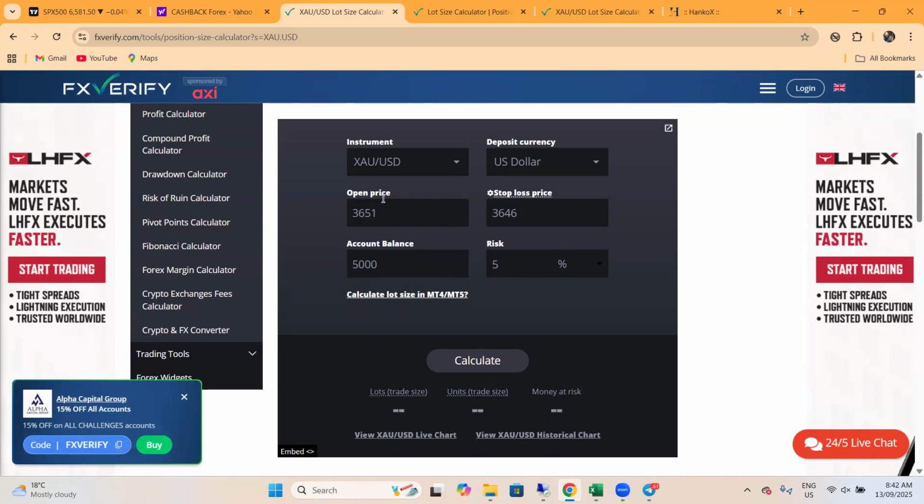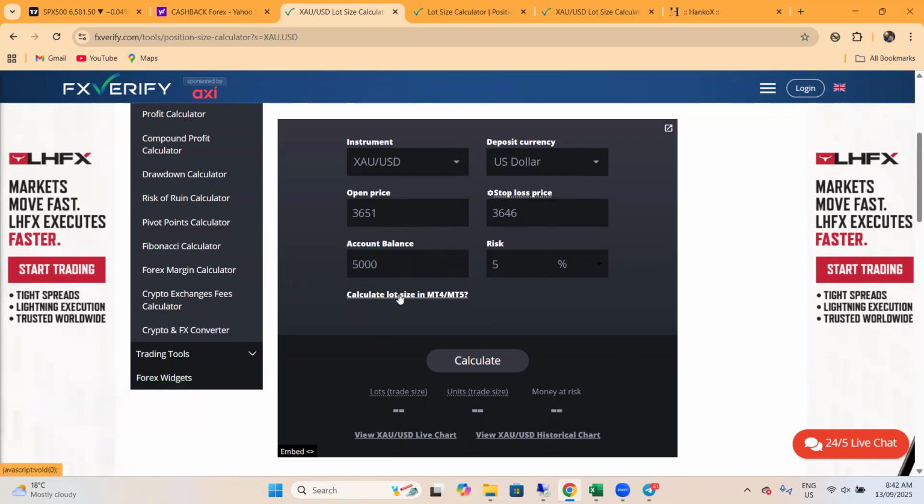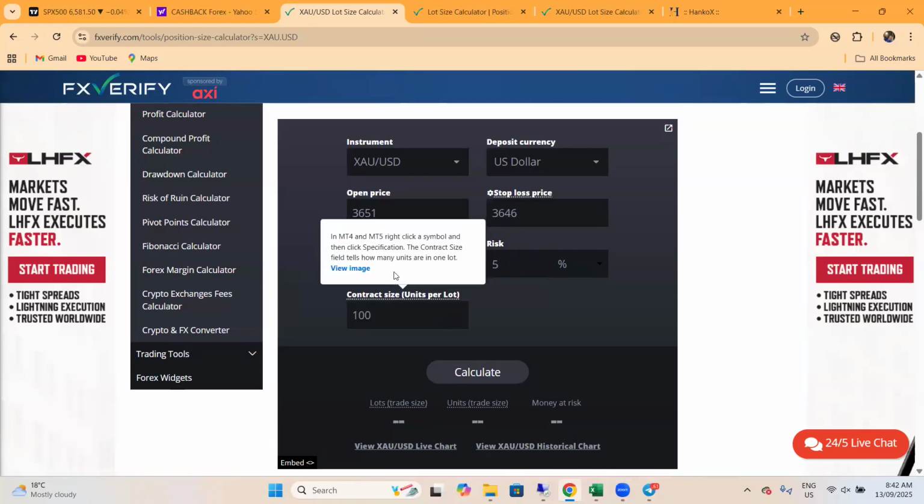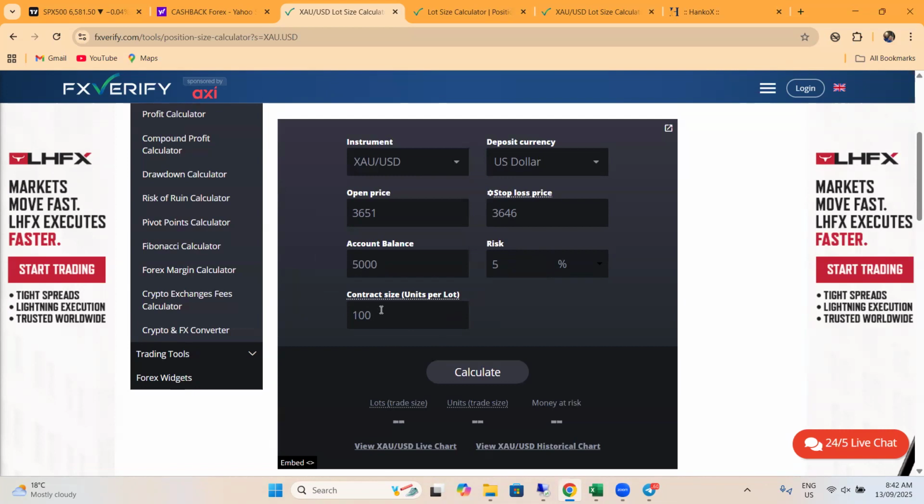Right? So you've got your entry price, which is called the open price, and your stop loss, your account balance and what you risk. And then you just click on calculate lot size in MT4. Now, some brokers have different contract sizes. Don't worry too much about it.